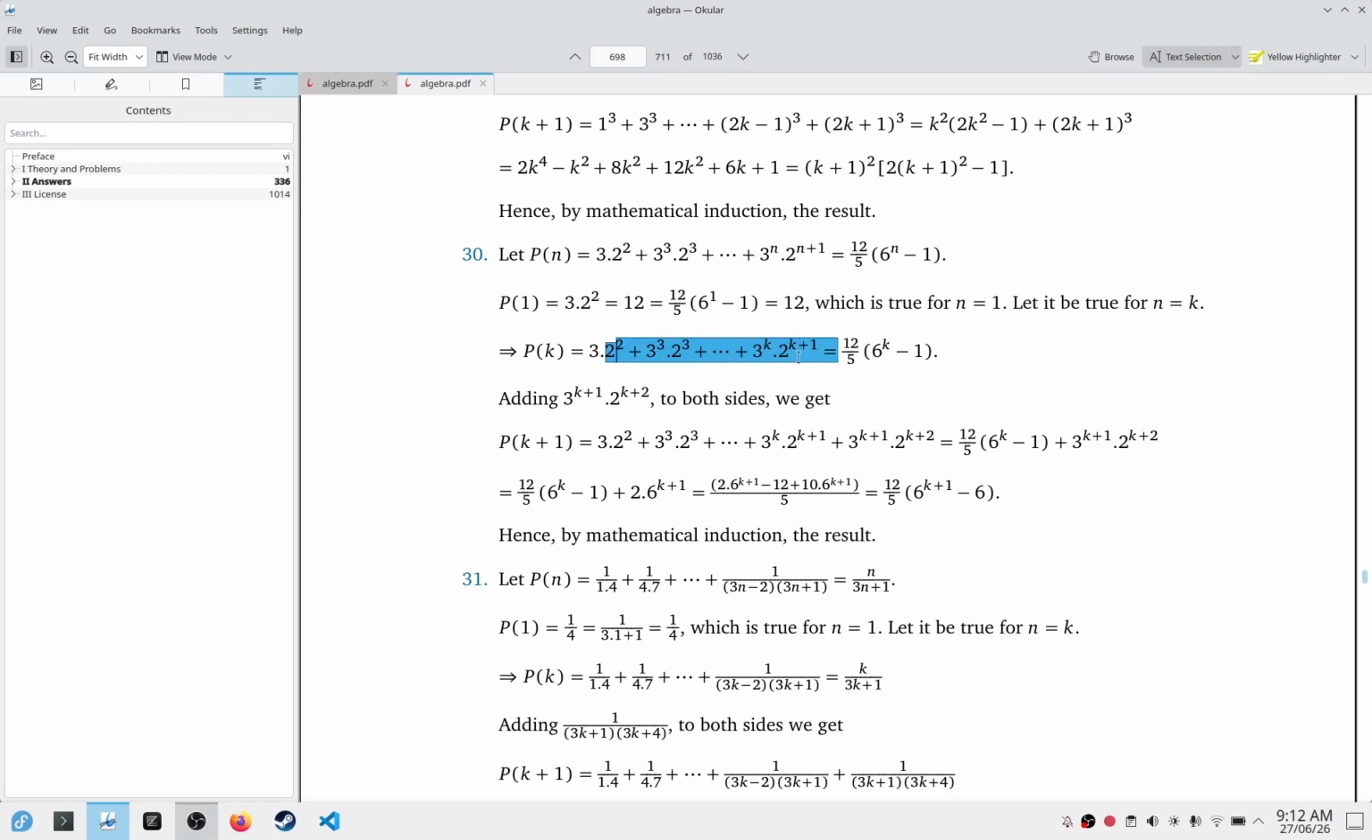So we have this relationship. Now we add 3 to the power k+1 times 2 to the power k+2. So the left hand side becomes the sum up to k plus the (k+1)th term, and this is our right hand side. Now it's a simple matter of algebraic manipulation to arrive at this result. Once we have this result, by induction we have proven the result.